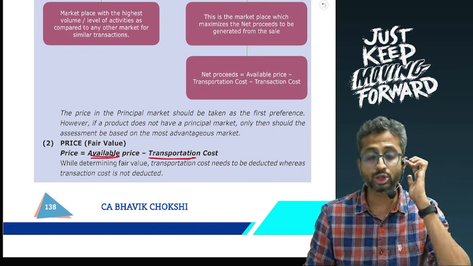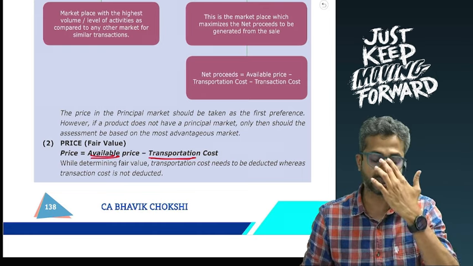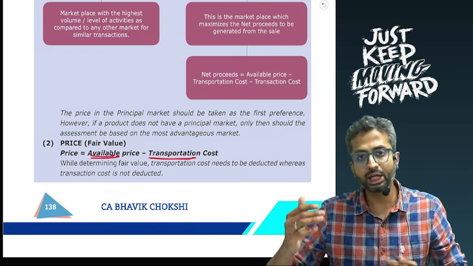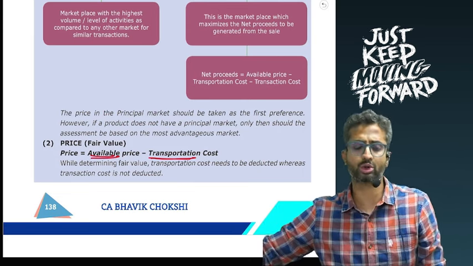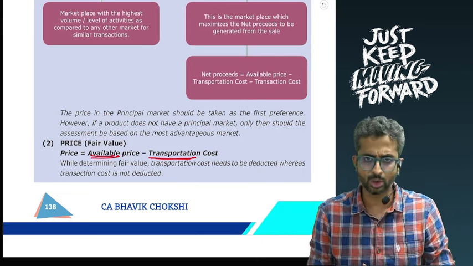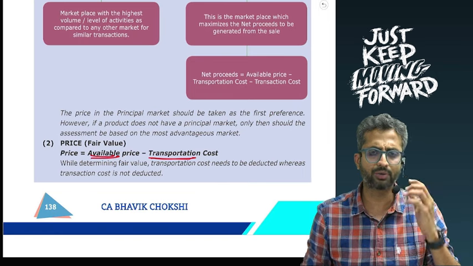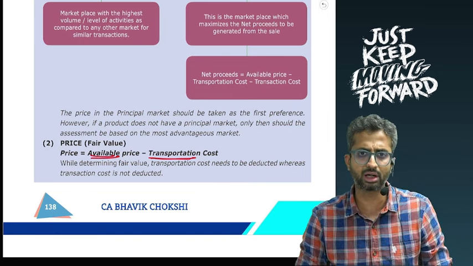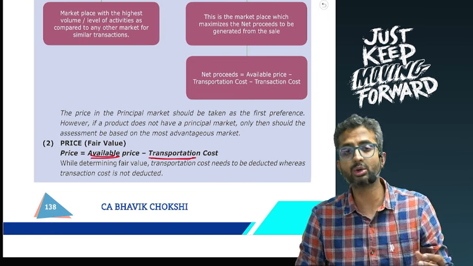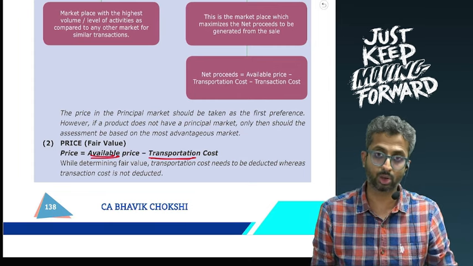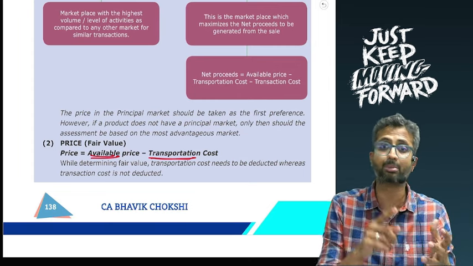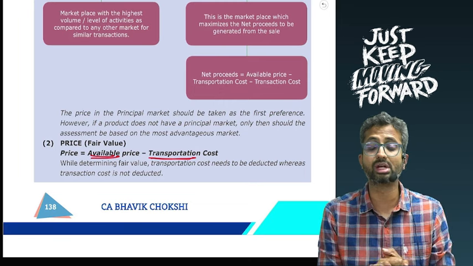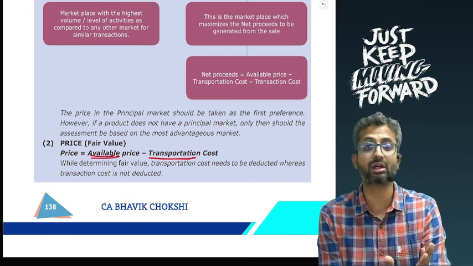So if a standard wants you to deduct the transaction cost, then it will tell you to measure it at fair value less cost to sell, like the agriculture standard tells you. But if the standard does not want you to deduct it, then the standard need not tell you to deduct the transaction cost. Now, what is a transaction cost? Something like brokerage, STT, stock exchange fees, auctioneer fee. These are all transaction costs.